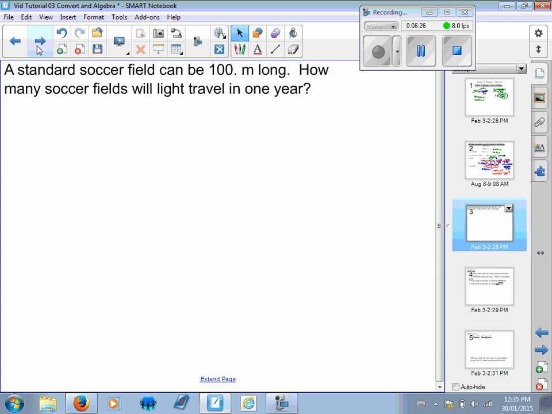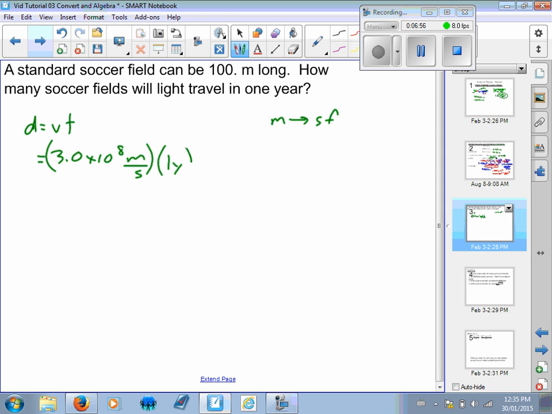All right, quick run through on algebra. Here's your conversion. You can try and do this conversion for tomorrow. Standard soccer field, 100 meters long, so you have to convert meters to soccer fields. You're going to use this equation, distance equals speed times time. Distance has to be in soccer fields. Speed of light is going to be 3.0 times 10 to the 8 meters per second. And the time is going to be 1 year.